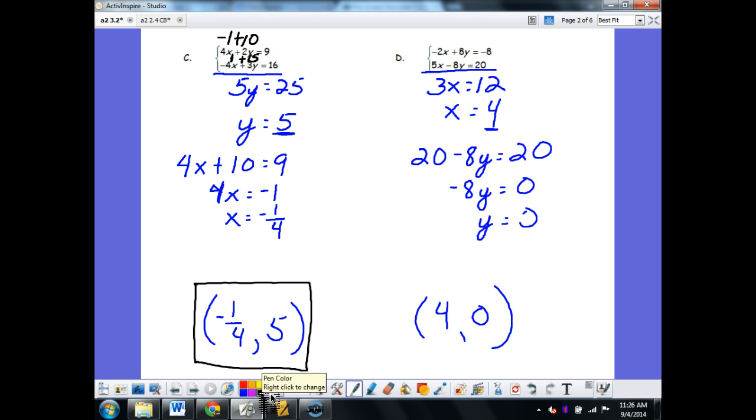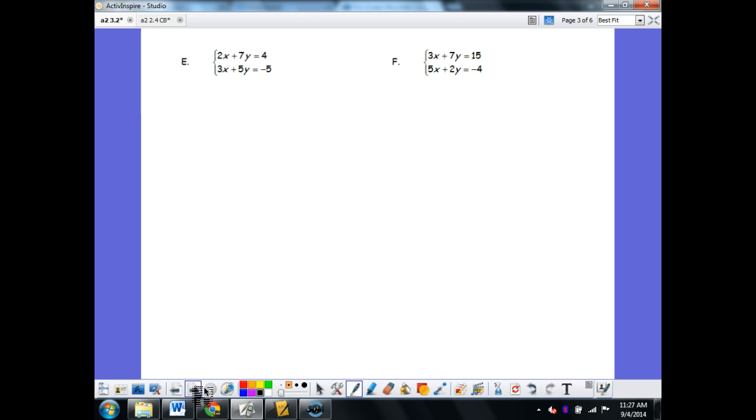Again, I can check just to make sure it works. Negative 2 times 4 is negative 8, plus 8 times 0 is 0. That is, in fact, negative 8. So that worked in the first one. With the second one, 5 times 4 is 20. Minus 8 times 0 is 0. 20 minus 0 is 20, so I know that that is the correct solution.